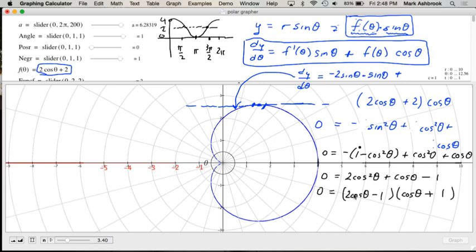So when does dy d theta equal 0? When cosine theta is 1/2? Or when cosine theta is -1? So we're saying at these theta values, you change theta just a little bit, you won't get any change in y, because we started with dy d theta equals 0, right? So cosine theta equals a half at theta equals? Yep, pi over 3.